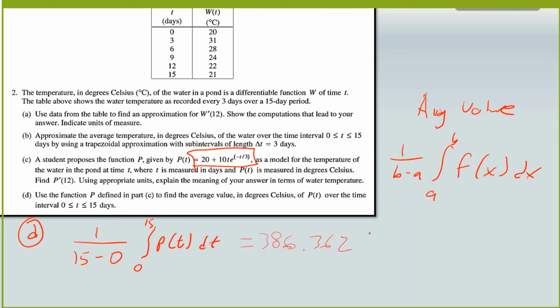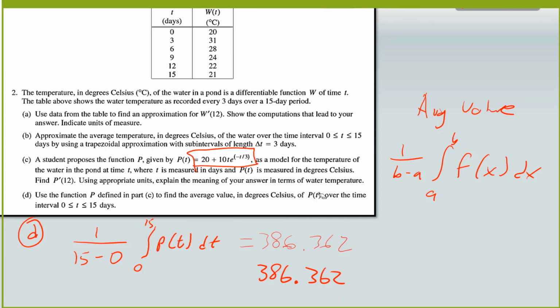Average change. So PT was already measured in Celsius. Is that a 6? Like 386 and 362? Yes. I can't erase, so I'm just going to rewrite 386.362. I want to know what my units are, though.